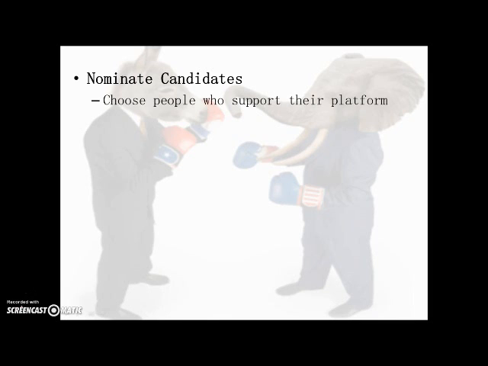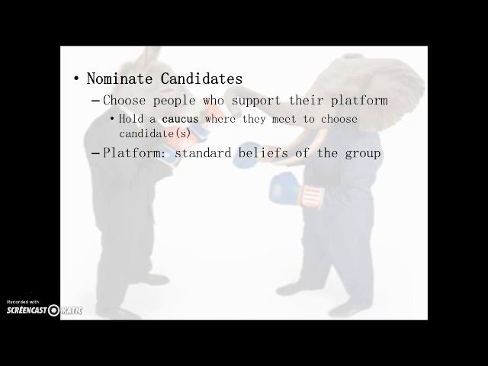To nominate candidates means to choose people who support their platform. We'll define a platform here in a moment. When they meet to choose a candidate, it's often called a caucus. At the caucus, they'll discuss the party's platform, which is the standard beliefs of the group, such as tax policy or foreign intervention, and choose a candidate to move past the caucus toward the general election to be elected into the office by the general public.